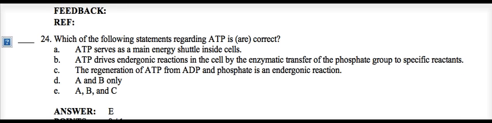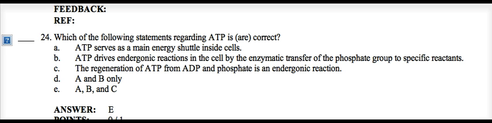Anyway, the answer to this one is E, okay? A, B, and C. So it's all of these things. So this is probably a good one to pause and make some notes on, that these are all a part of what you need to know about ATP.